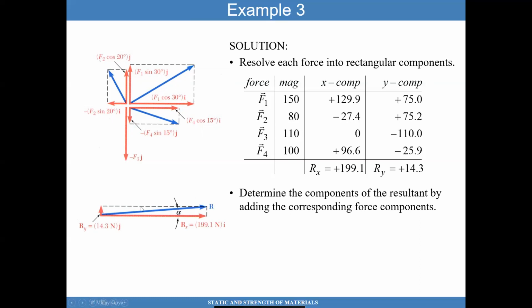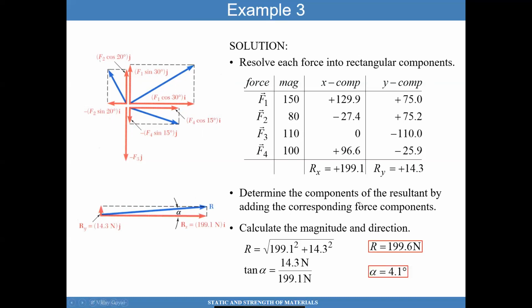This is the R vector with a very small y component of 14.3, with a large x component of 199.1. And as a consequence, I can now take the magnitude of R: Rx squared plus Ry squared, square root, gives me the magnitude of R. The tangent of alpha is a ratio of 14.3 divided by 199.1, and I can now calculate that angle.